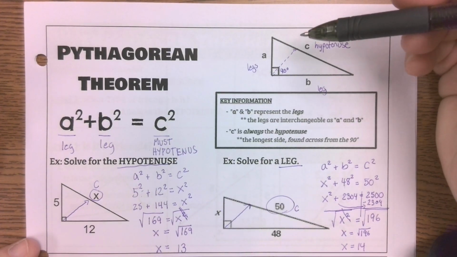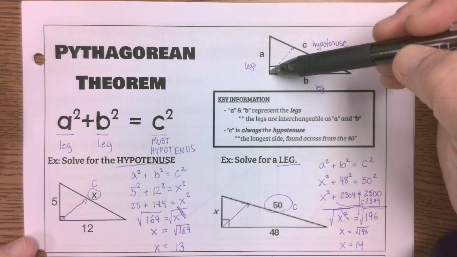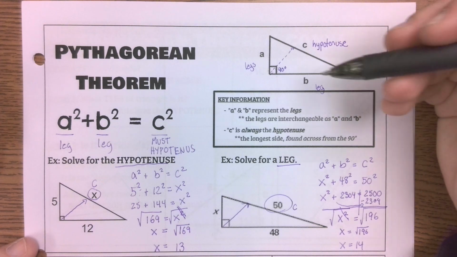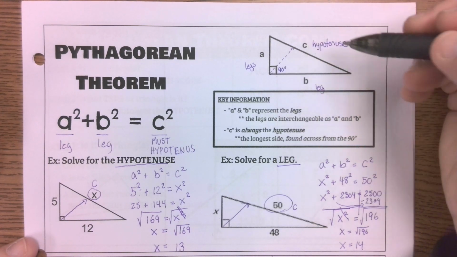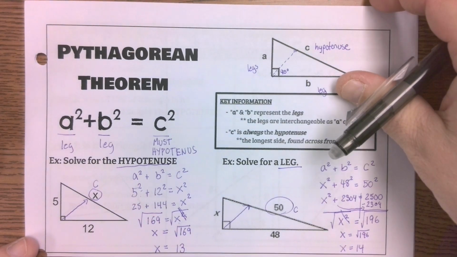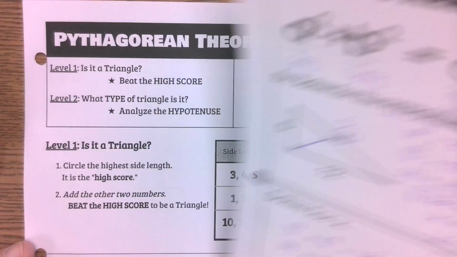Before we do that though, let's just remind ourselves the legs are always the short sides that make up the 90-degree angle, and the hypotenuse is always the longest side, and it's across from the 90-degree angle. So now let's take a look at the converse.